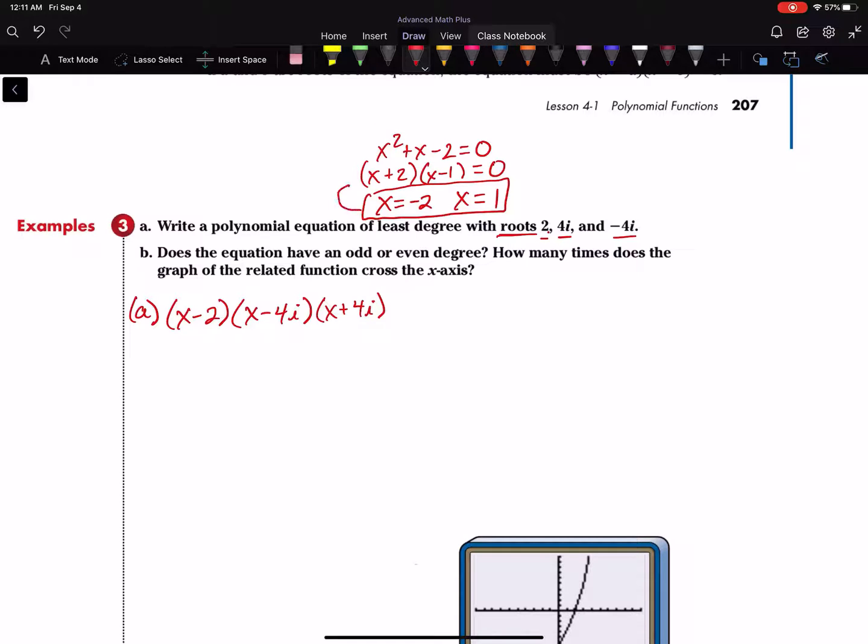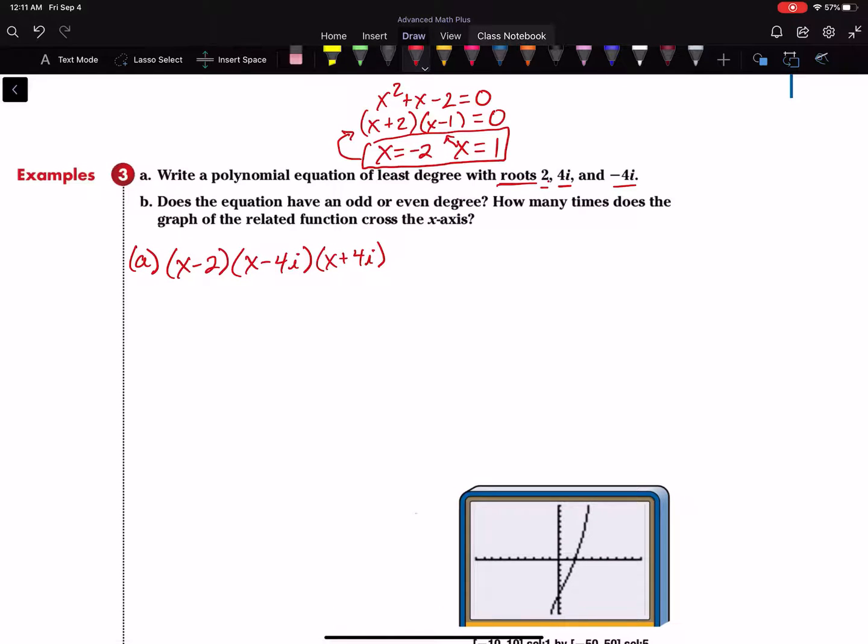And then if you work backwards, you get your factors, okay? They are always opposites of each other. Okay, so right here, that's all I did. I knew we had a root of 2, a root of 4i, and a root of negative 4i. So I just changed the signs and put them into the parentheses, okay? And now to get my polynomial equation, I just work it out. So I'm going to leave my x minus 2 here, and I'm going to FOIL these imaginary answers.